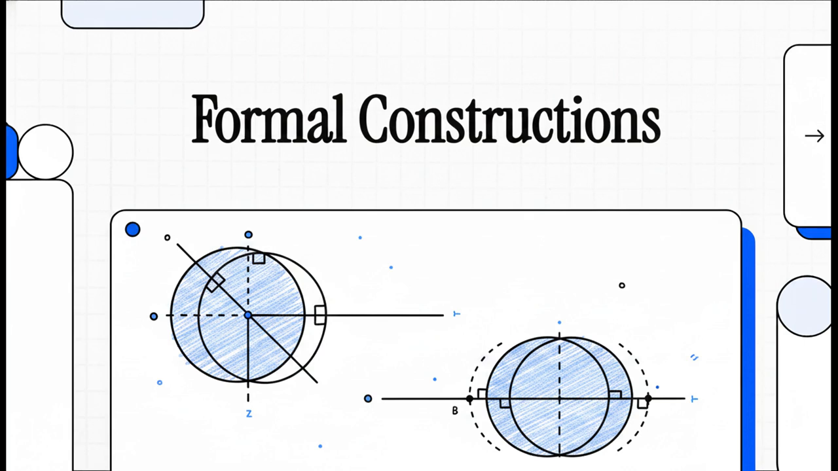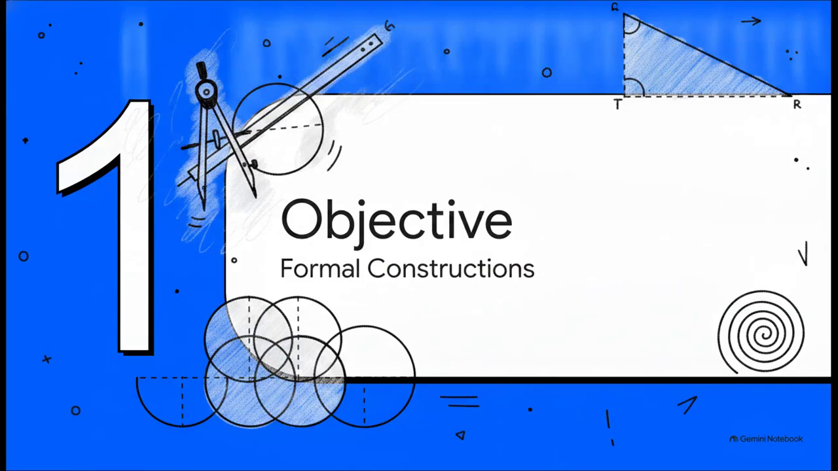Today, we're jumping right into Unit 1, Lesson 4, Formal Constructions and the Foundations of Proof. We're about to dive into the literal bedrock of mathematical logic. We're talking about building perfect shapes and lines, not by eyeballing it, not by guessing, but by using absolute, unbreakable rules. Let's get started. Section 1.